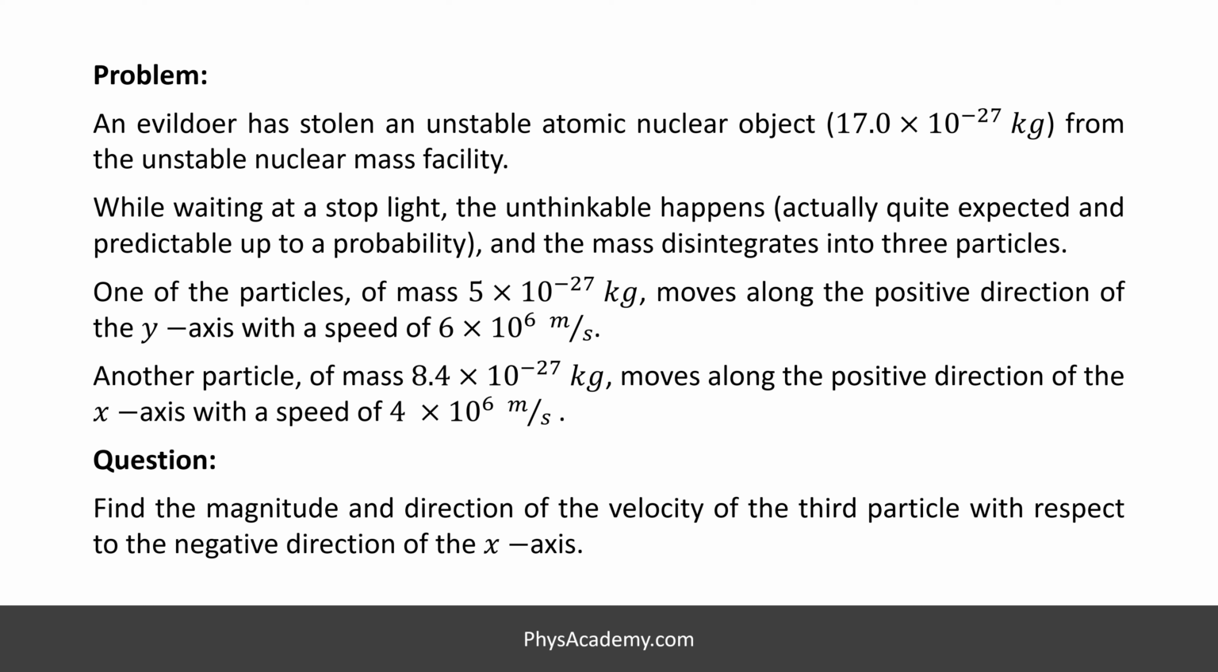One of the particles, of mass 5 times 10 to the power of negative 27 kilograms, moves along the positive direction of the y-axis with a speed of 6 times 10 to the power of 6 meters per second. Another particle, of mass 8.4 times 10 to the power of negative 27 kilograms, moves along the positive direction of the x-axis with a speed of 4 times 10 to the power of 6 meters per second. Find the magnitude and direction of the velocity of the third particle with respect to the negative direction of the x-axis.